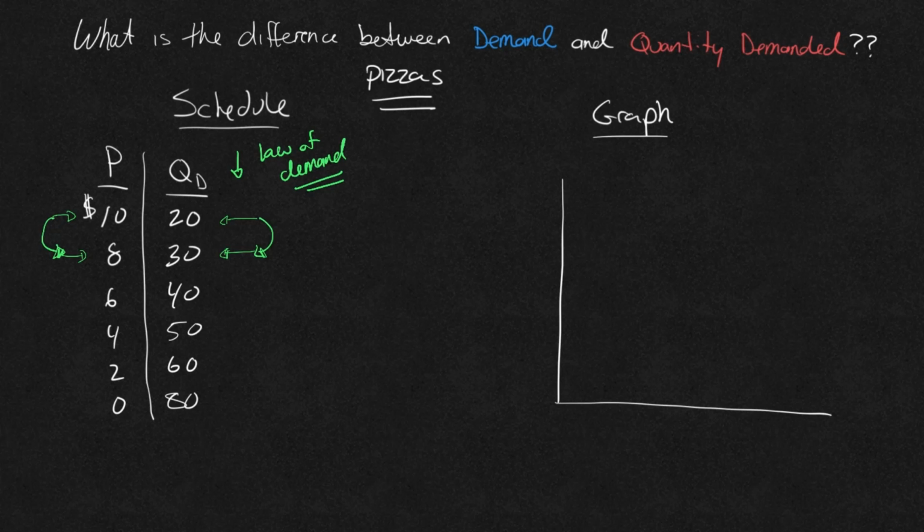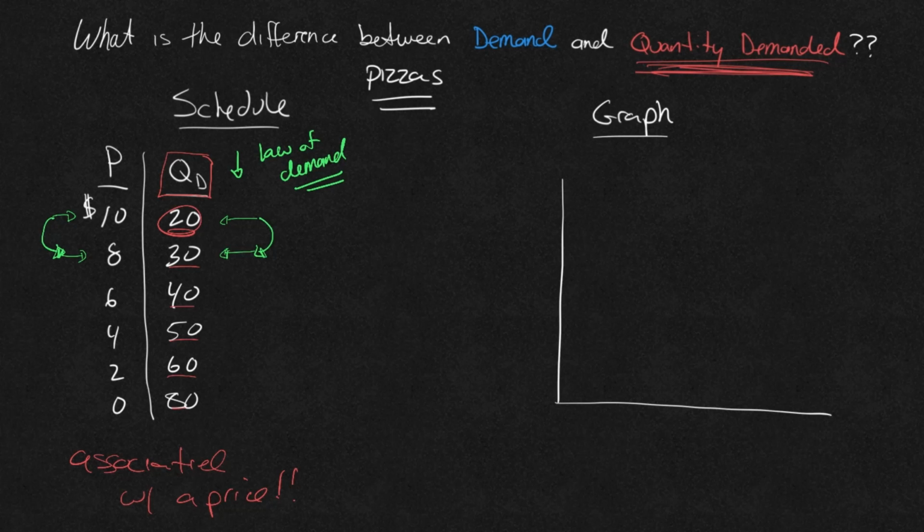Notice that I am talking a lot about quantity demanded, and that's exactly what I'm doing. This right here is the quantity demanded. The quantity demanded is the actual number that is associated with a price. So quantity demanded is the specific point, like 20 when it's 10, 30 when it's 8, 40 when it's 6.